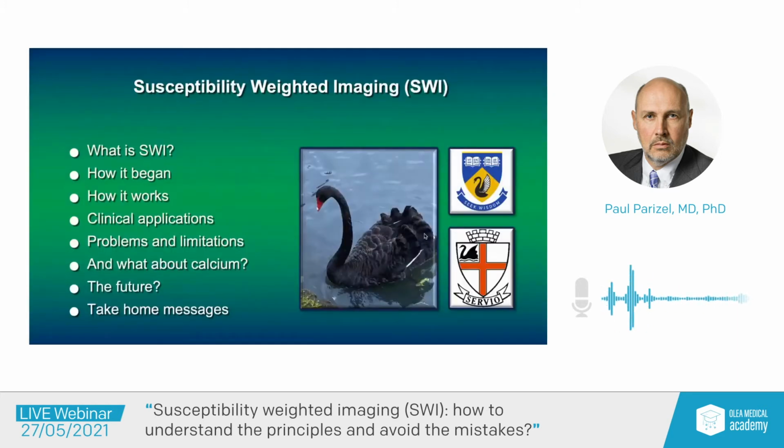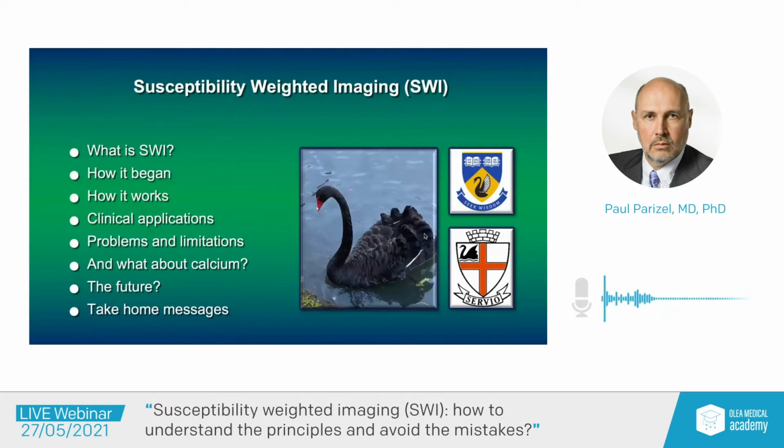This is the order of business of today. We're going to start with looking at the definition. What is susceptibility weighted imaging? Then we will look at how it began, how it works, what are the clinical applications, what are some of the problems and limitations, what about calcium, what about the future, and then just a few take-home messages.